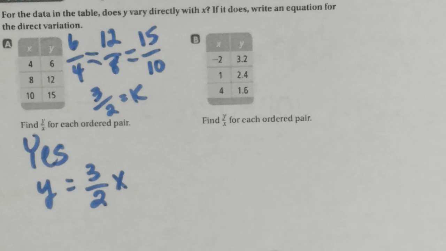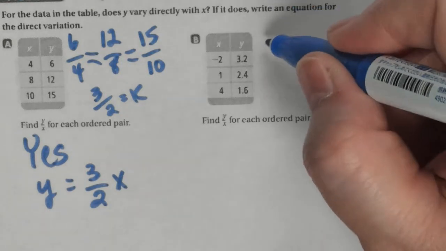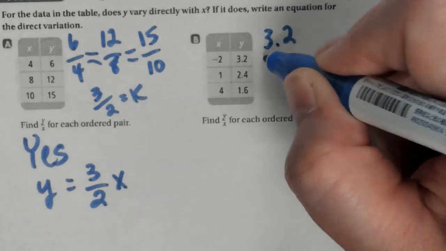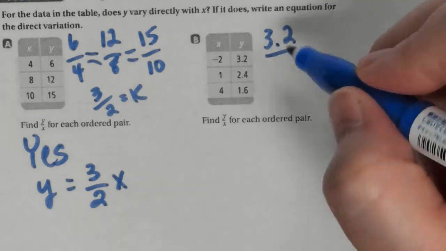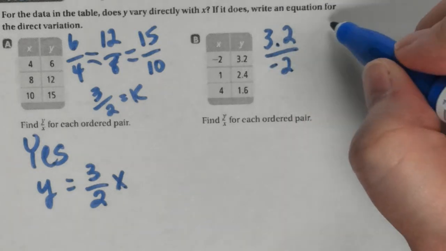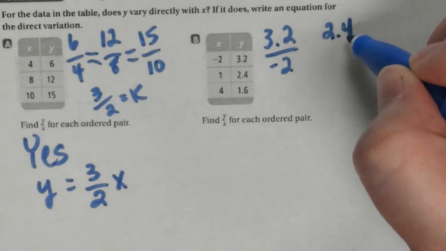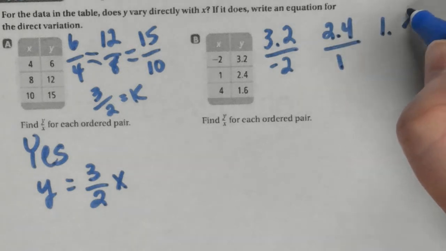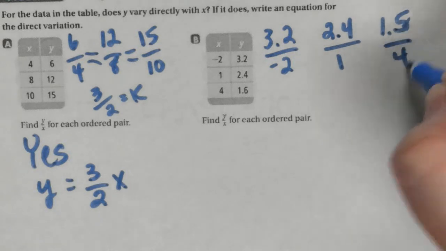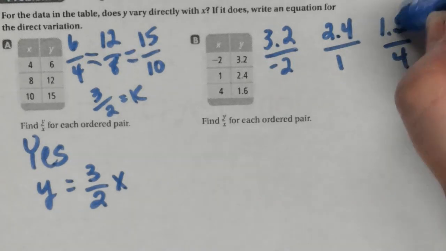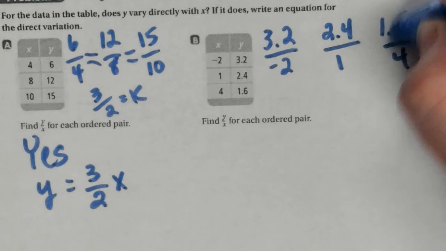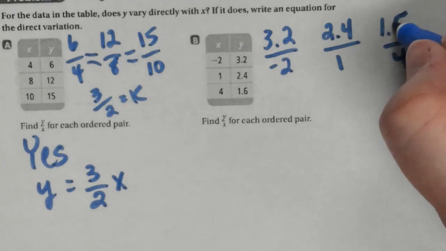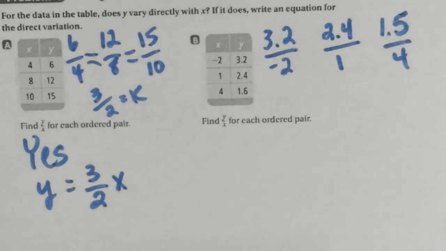The other one, they're decimals, so you've got 3.2 divided by -2, 2.4 divided by 1, and 1.5 divided by 4. Just to make y'all think a bit, even before I type this into my calculator, are these three things going to be equal?